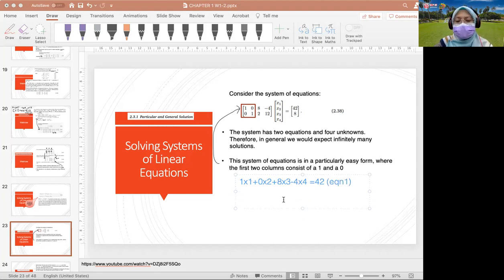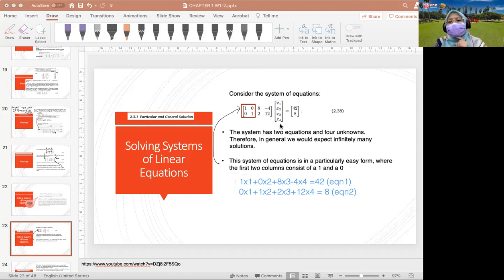And the second equation is 0 x1 plus 1 x2 plus 2 x3 plus 12 x4, which is equivalent to 8. This is our second equation. So now in here we have two equations and we have 4 unknown values for x.